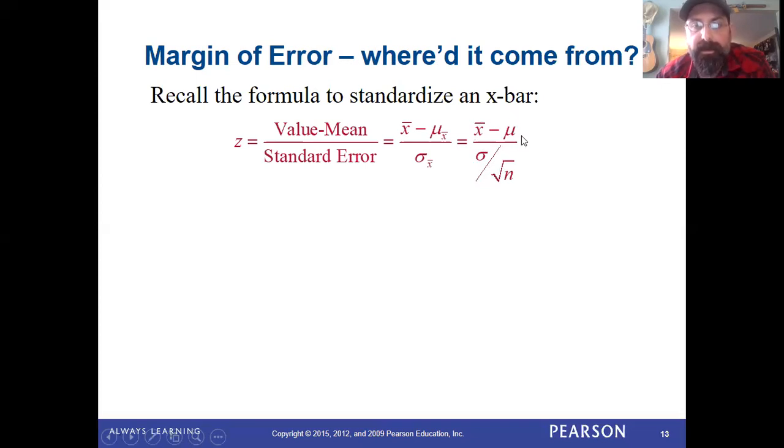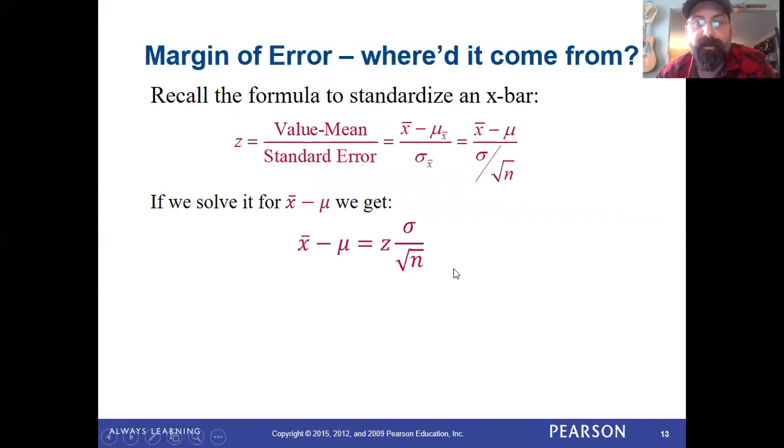So let's just solve this formula, z equals this business, for X-bar minus mu. If you do that, you'll get X-bar minus mu is z sigma over the square root of n. So z sigma over the square root of n is the formula for our sampling error. On the right-hand side, sigma is just a constant. n is our sample size, another constant. So the only variable here is z. The bigger z is, the bigger the sampling error is.